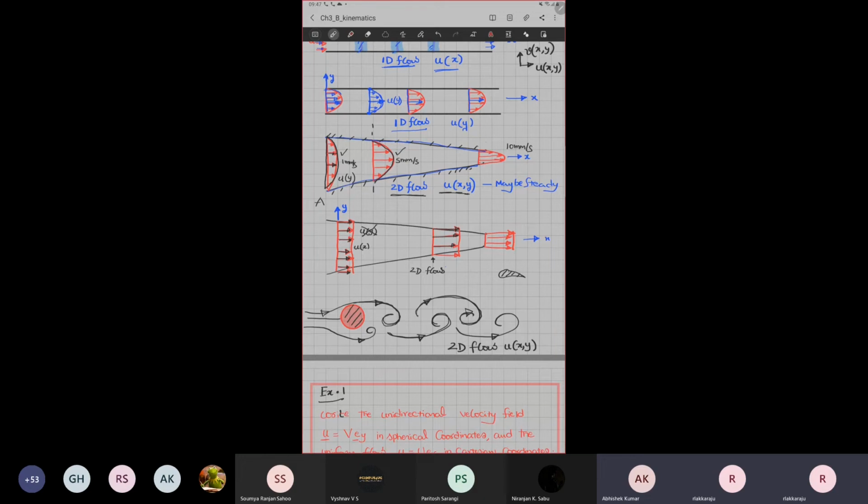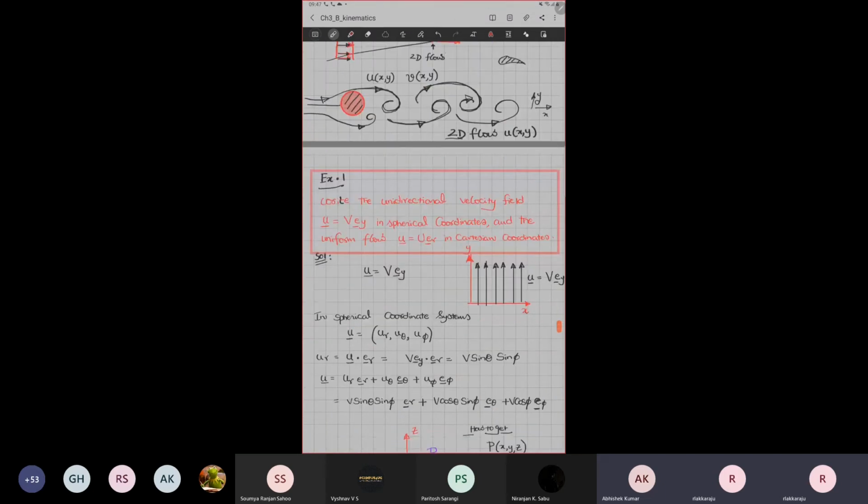Such a configuration is usually 2D flow, because u is a function of x comma y coordinates. v, the vertical velocity component, is also a function of x comma y coordinates. And also sometimes these vortices which detach from the flow can be a function of time also. Such kind of configurations we will also call 2D flows.